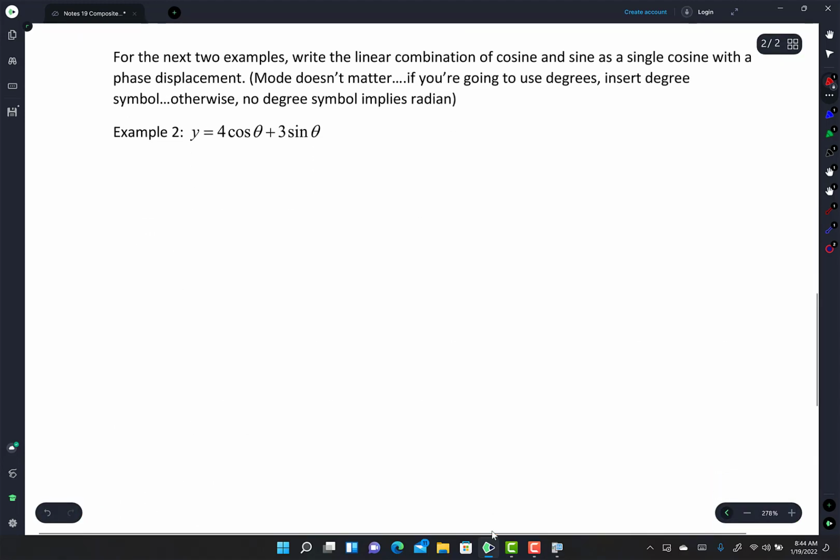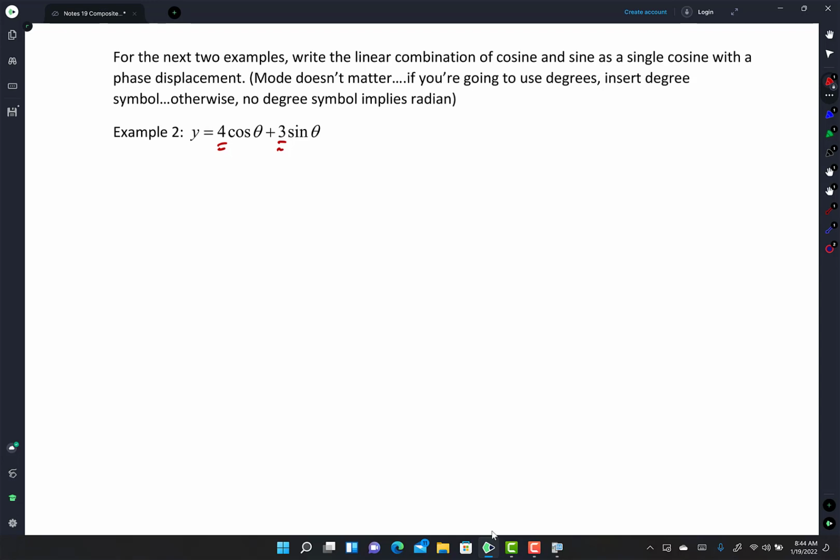So question number 2, we're doing the same thing. It says 4 cosine plus 3 sine. So that 4 in front of the cos acts like an X. That 3 in front of the sine acts like a Y. Remember, we can also do it the opposite. We could say 3 sine plus 4 cos. Whatever's in front of the cos is an X. Whatever's in front of the sine is a Y. So just because we do it in this order doesn't mean it has to be.